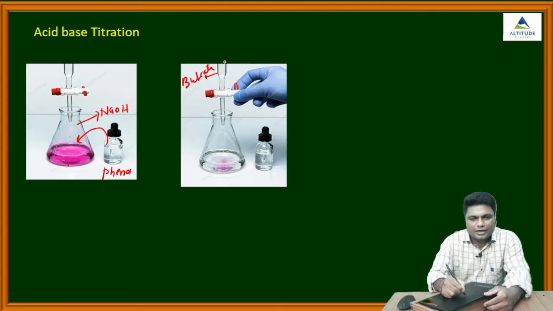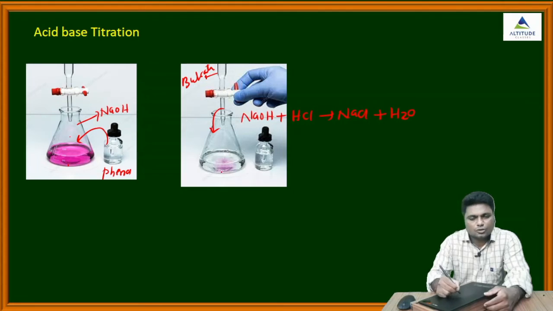this burette is filled with acid, and this acid we drop one by one. So when you add this HCl to this pink color, what happens? Whatever base is present in this conical flask slowly reacts with the acid. Neutralization reaction will take place. So NaOH in the conical flask reacts with the HCl in the burette. So you will get salt and water, NaCl and H2O.